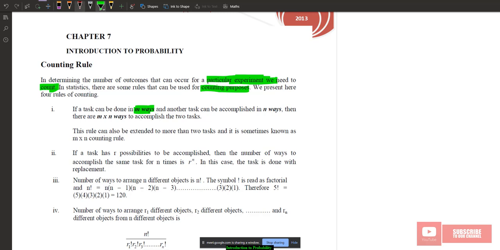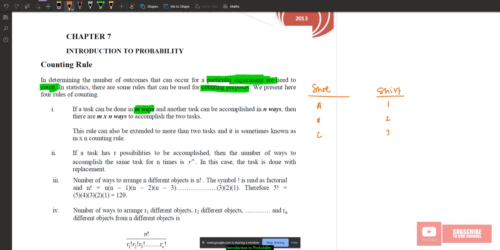So let's say, for example, for a simple experiment, you have shoes, and another one is you have shirts, right? So you have shoe A, B, and C, right? And then you have shirt 1, 2, 3, right? So if you want to know how many possible outcomes, you can choose either shoe A with shirt 1, shoe A with shirt 2, shoe A with shirt 3, right? So this is the possible outcome.